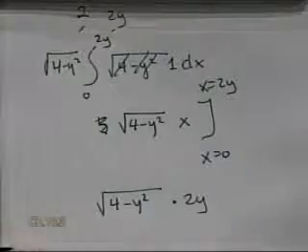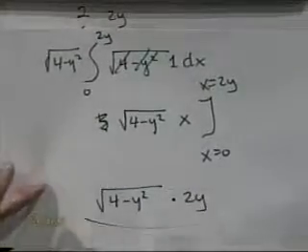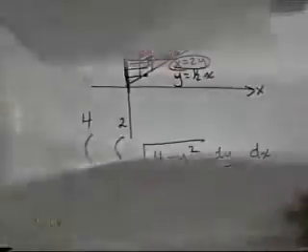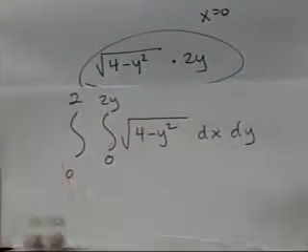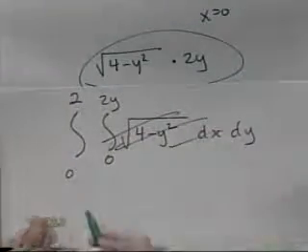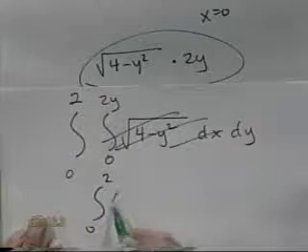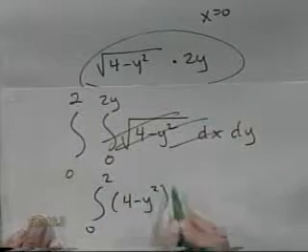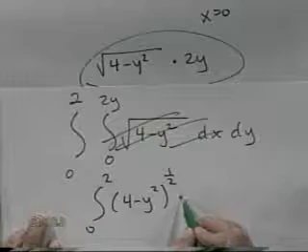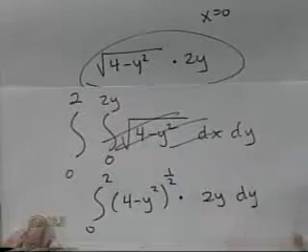And look, people, this isn't bad. If I put this in for my inner integral, I end up with the integral from 0 to 2. I'm going to write it as (4 minus y squared) to the 1/2 times 2y dy.